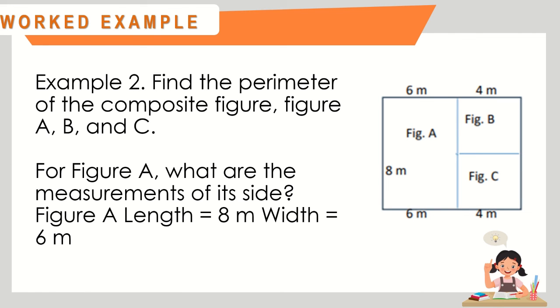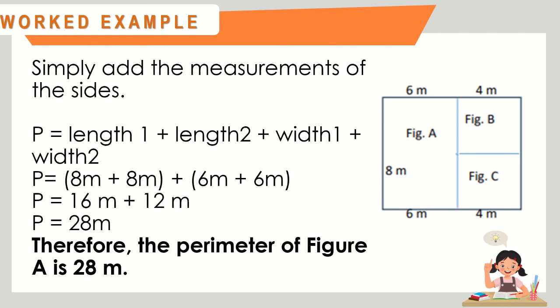Example 2. Find the perimeter of the composite figure, figure A, B, and C. For figure A, what are the measurements of each side? Figure A, length is 8 meters, width is 6 meters. Simply add the measurements of the sides. P is equal to length 1 plus length 2 plus width 1 plus width 2.